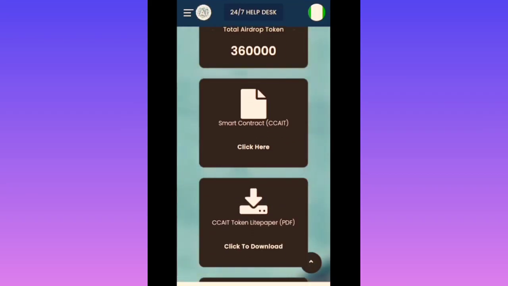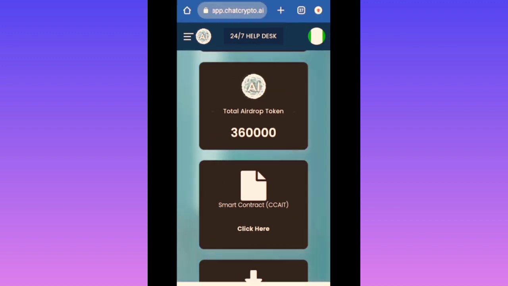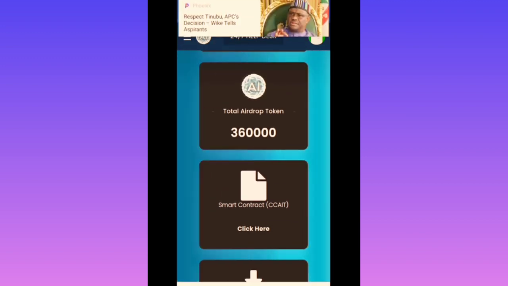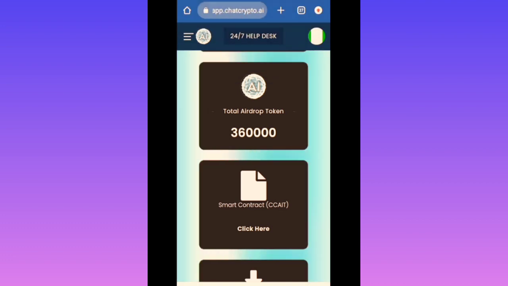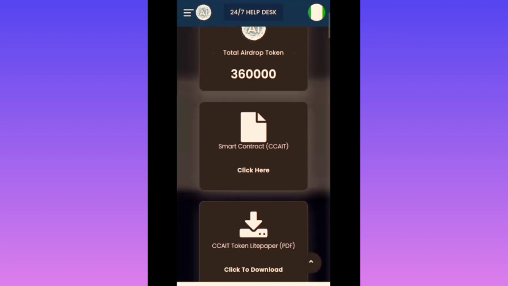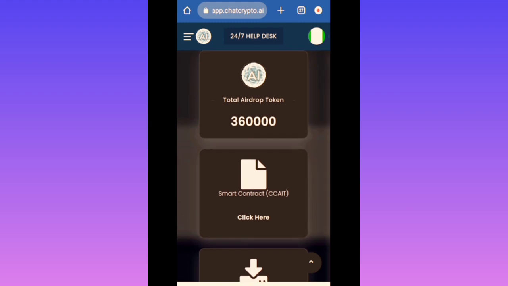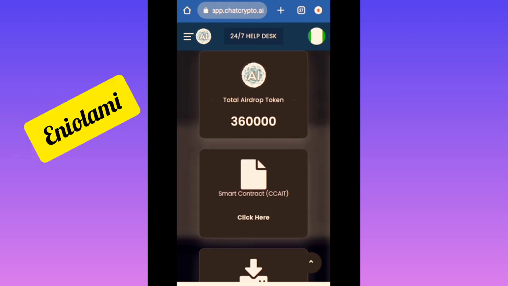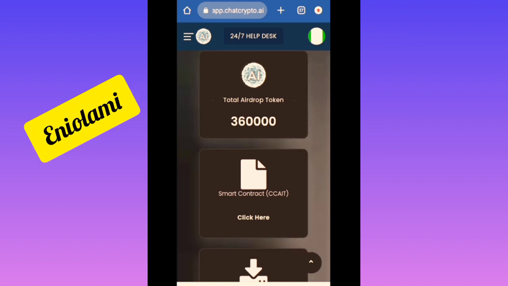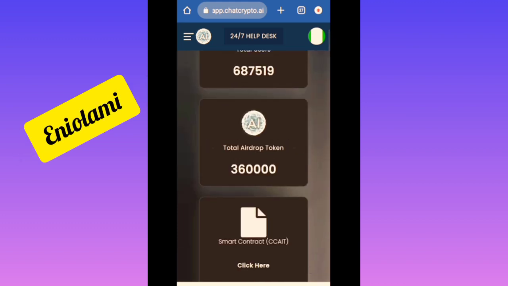So today we'll be talking about the ChatCrypto AI airdrop withdrawal. As I posted earlier, I made a previous video where I explained how fantastic this project is going to be, being an AI project, and we know what AI is doing in the crypto space already. So that's why you don't have to miss out on this project.